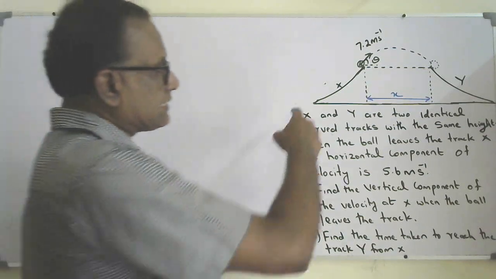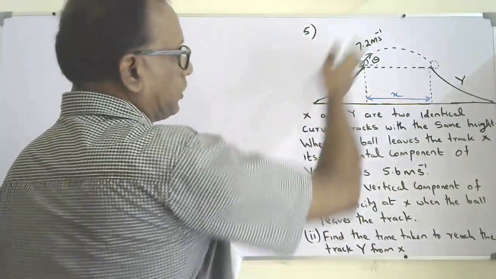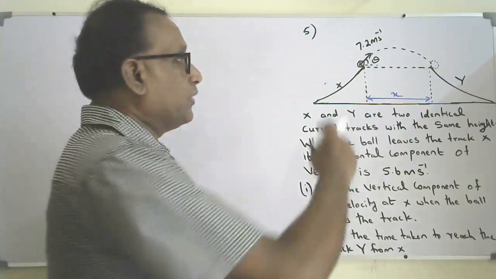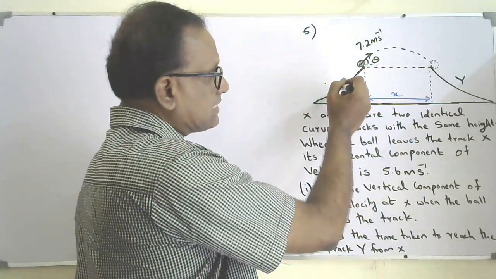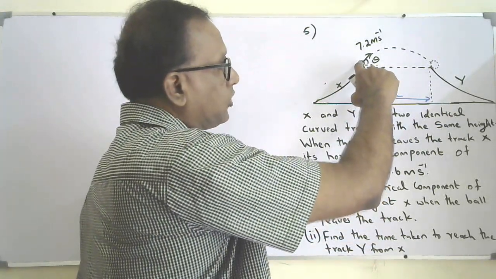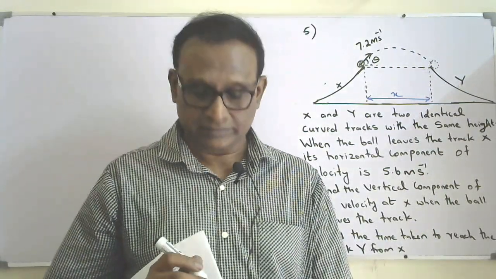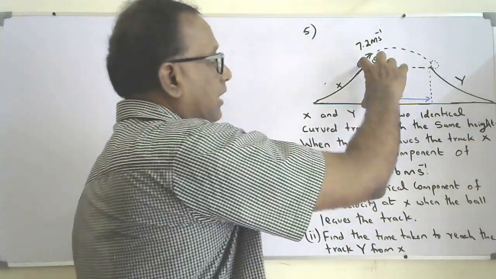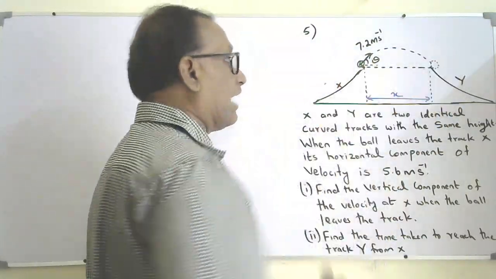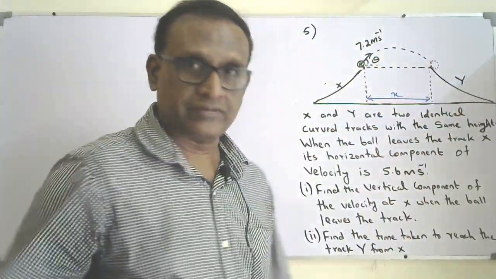Okay, so here X and Y are two curved tracks. A ball is rolled on it, a small marble, something like that. When the marble leaves the track X, its velocity is 7.2 meter per second, and it follows a projectile path and lands on the second curved track Y. Both edges X and Y have the same height, so the ball is landing on the same horizontal level.